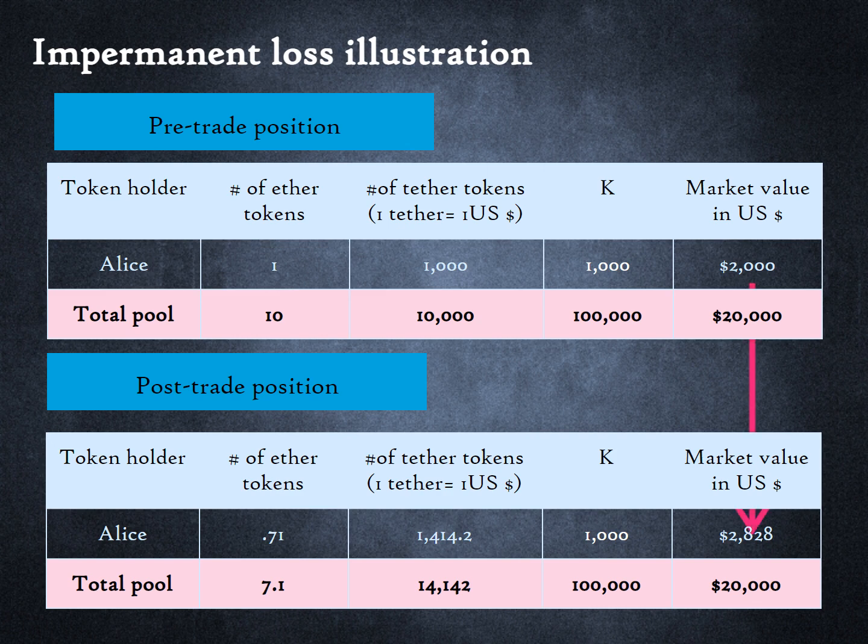Continuing with the assumption that 1 Tether equals $1, the value of Alice's holdings increased to $2,828, as compared with her beginning position of $2,000. The value of Alice's holdings went up because the price of Ether appreciated compared to the price at which she had contributed to the liquidity pool.